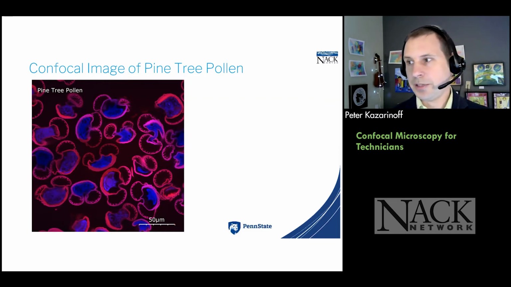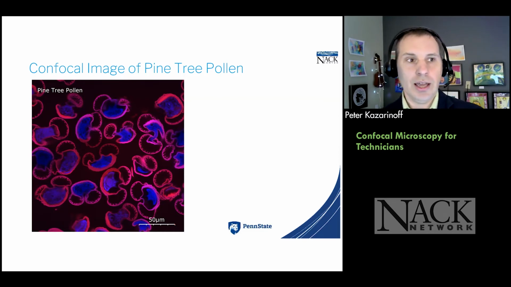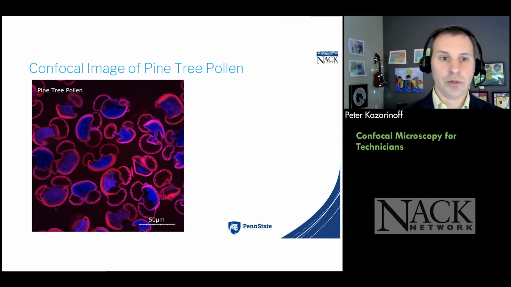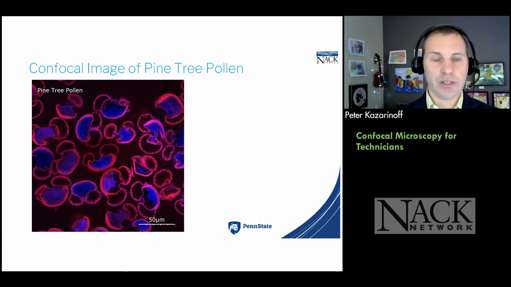We've got a lot of pine and fir trees in the Pacific Northwest, and pine tree pollen also autofluoresces at two different wavelengths, and that's why you see both the pink color and the blue color. Those are two different detectors which are picking up the fluorescence from the pine tree pollen.